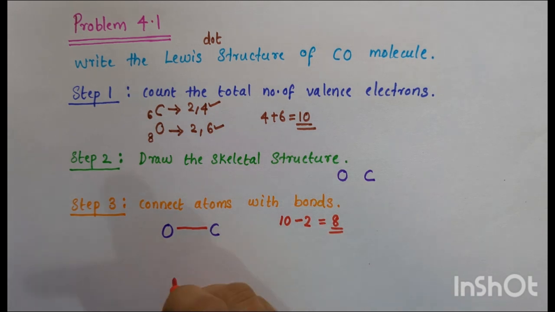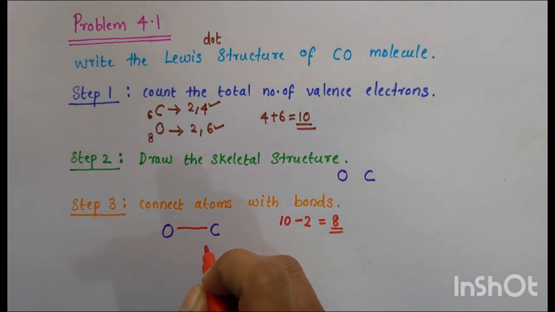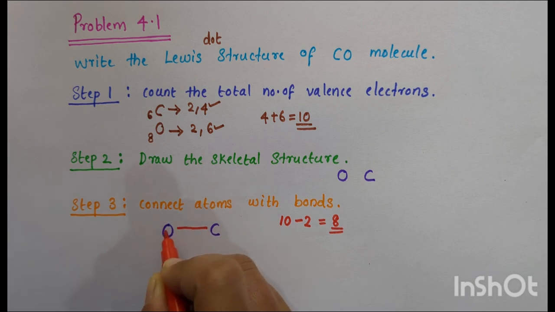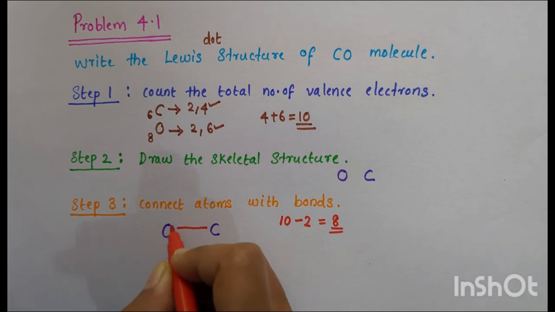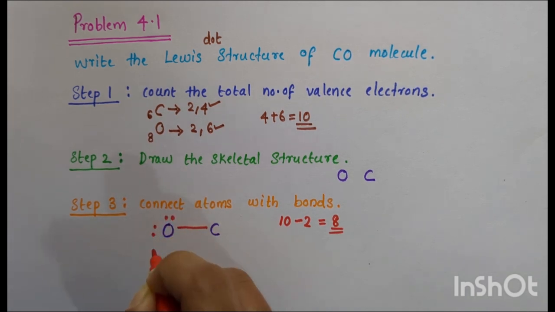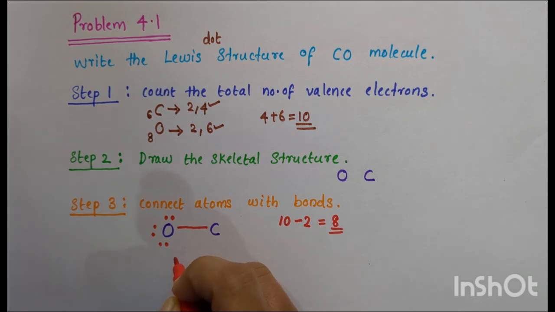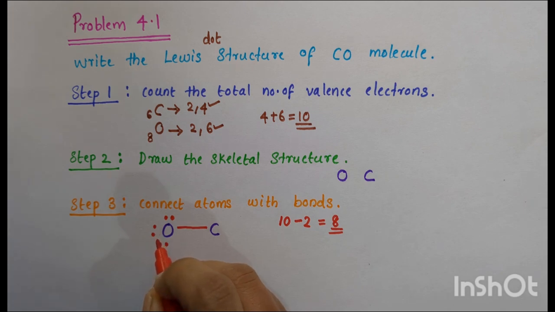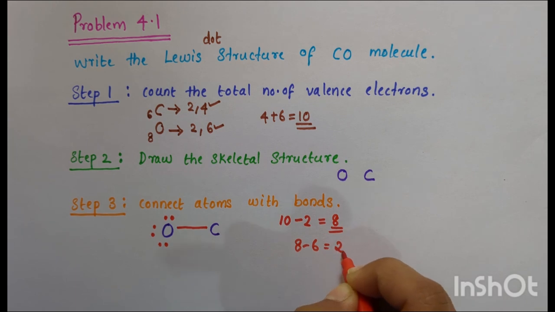Now complete the octet. Oxygen needs 8 electrons to complete the octet. The single bond uses 2 electrons, so oxygen needs 6 more electrons around it: 2, 4, 6. So the octet of 8 electrons is completed for oxygen. 6 electrons are used here, so 8 minus 6 is equal to 2. So 2 more electrons remain.